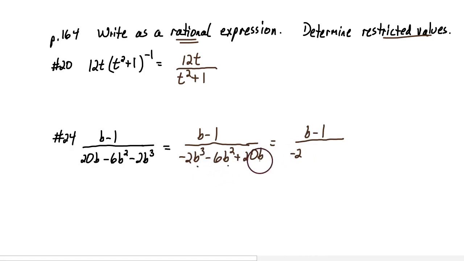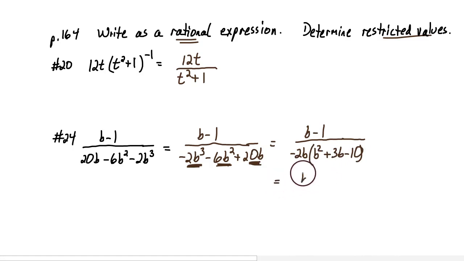And there's a letter b in all of them. So there's a b in the GCF. That's going to leave a trinomial. Negative 2b times b squared is the negative 2b cubed. Negative 2b times positive 3b is the negative 6b squared. And negative 2b times minus 10 is the positive 20b. Does this trinomial factor farther?